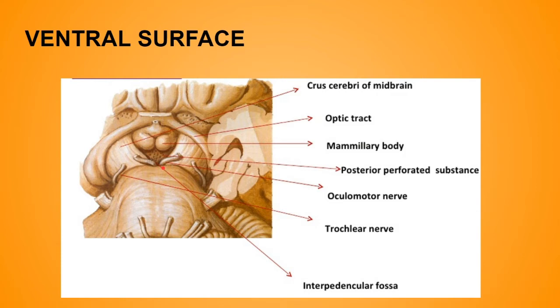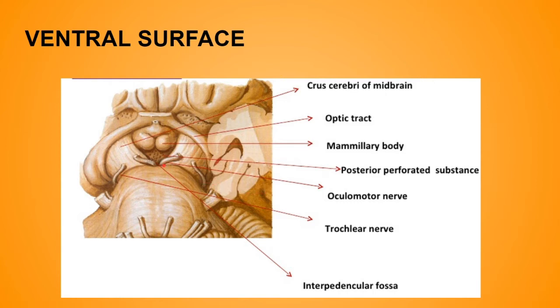Now the superficial surface of the crus cerebri is finely corrugated by the underlying longitudinal fibers. As you can see, it is crossed transversely from above downwards by four main structures. Out of this, this is the optic tract. Then we have the posterior cerebral artery, superior cerebellar artery, and taenia pontis.